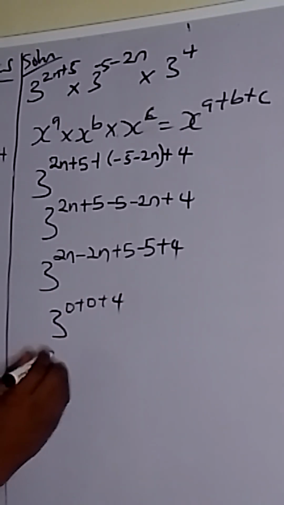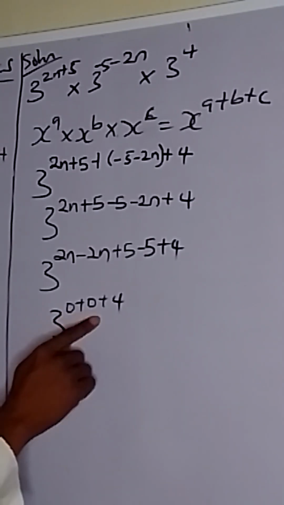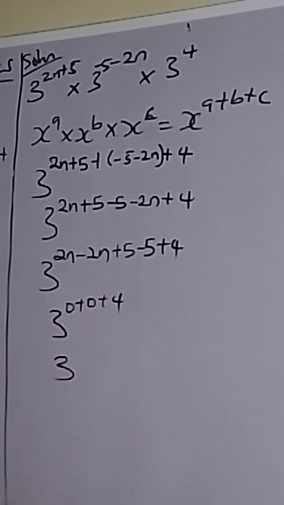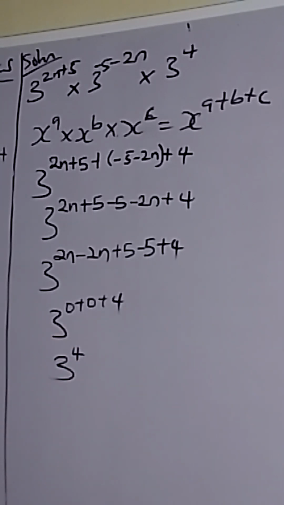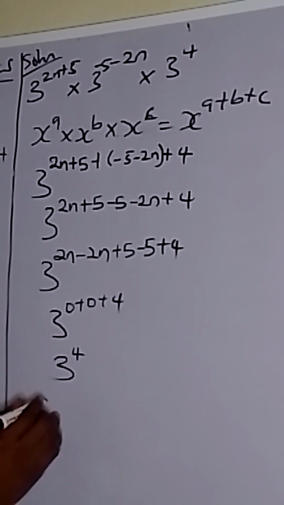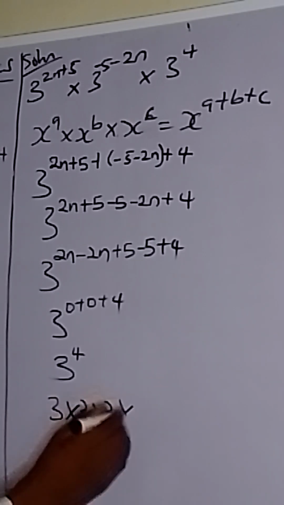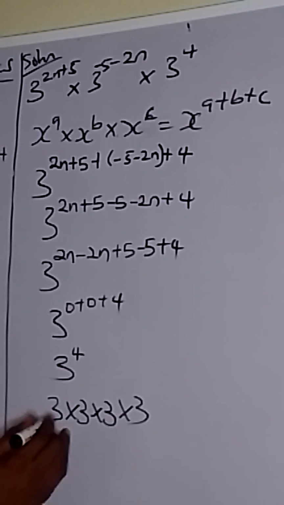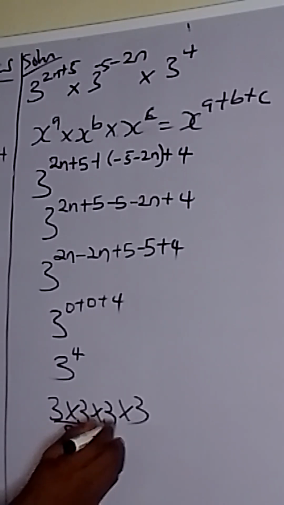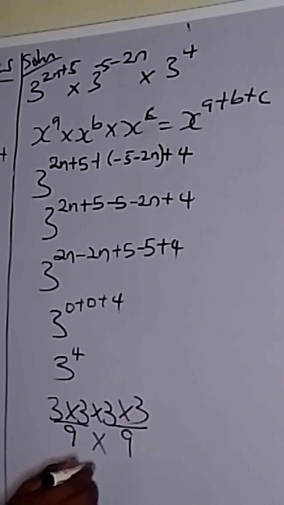So our final answer will be 3 raised to the power 0 plus 0 is 0, 0 plus 4 is 4. So we have 3 raised to the power 4. And what does 3 raised to the power 4 mean? It means 3 times 3 times 3 times 3. That is multiplying 3 into 4 places. And that's going to give you, this is 9 and this is 9. And it means 9 times 9, which is what? 81. So that's the answer to the first one.